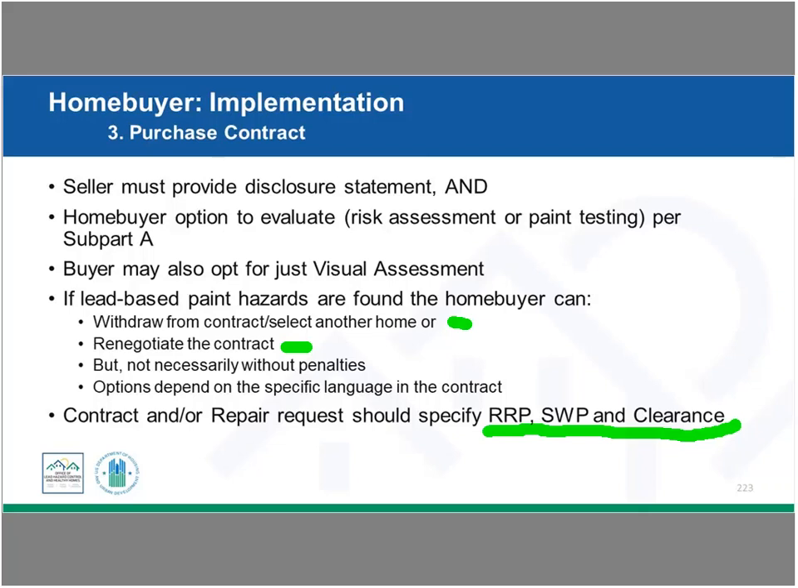So that's one of the things we want to include in that purchase contract, that the buyer is requesting an independent clearance be done for that. And this would be particularly important if we're going to have a unit that we're expecting children to occupy. And again, the option is also to test paint and determine, yes, we have some unstable painted surfaces, but they are not lead paint, and then we would not have to have an RRP contractor and clearance testing as part of that.